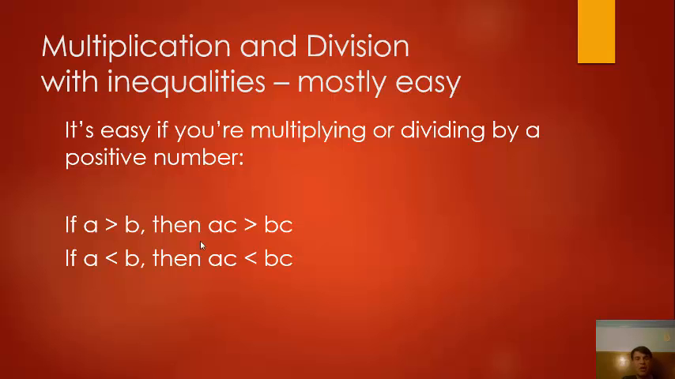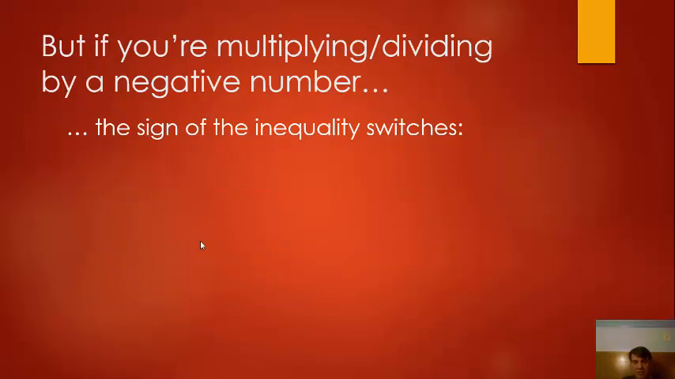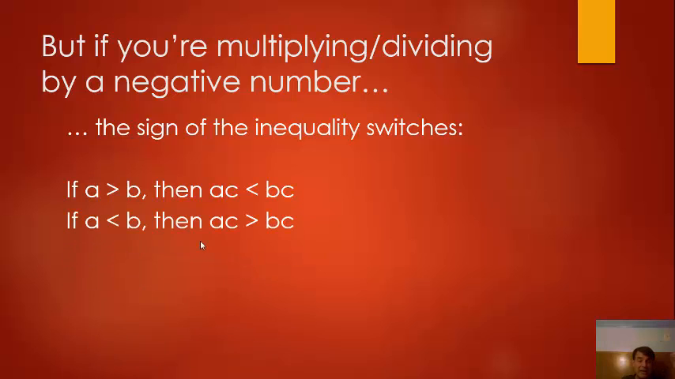Okay, here's the trick. Here's the one little tricky bit. If you're multiplying or dividing by a negative number, the inequality switches. So A is greater than B, but if C is negative, then AC is going to be less than BC. Same thing if A is less than B and C is negative, then the sign's going to flip. AC is going to be greater than BC.